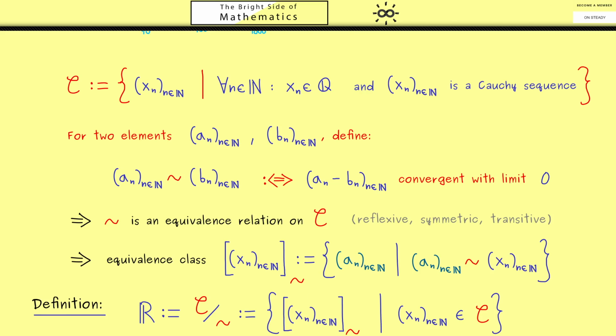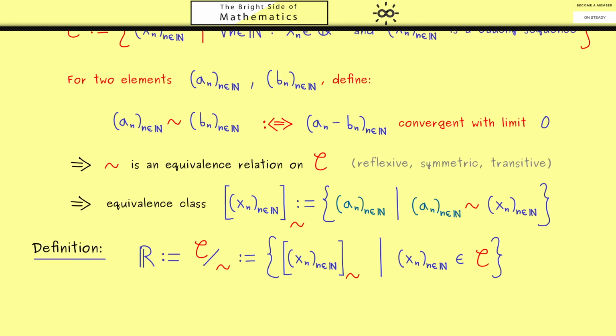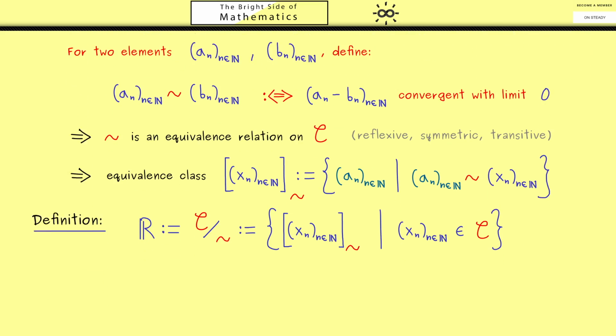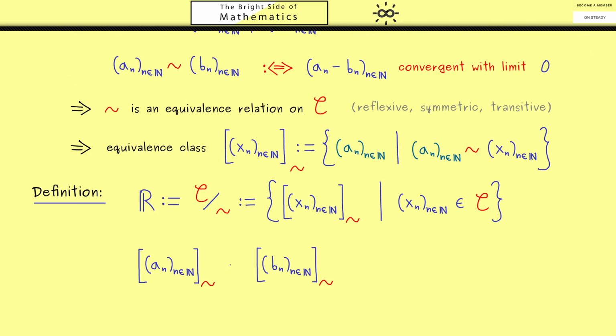Now, the only things that are still missing are the two operations, addition and multiplication, and the ordering. Therefore, for the first part, let's define how we can add two equivalence classes here. Indeed, that's not hard at all. We can just use the addition we have for the rational numbers for all the members of the two sequences.